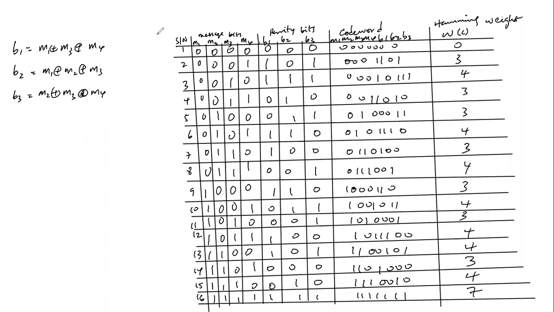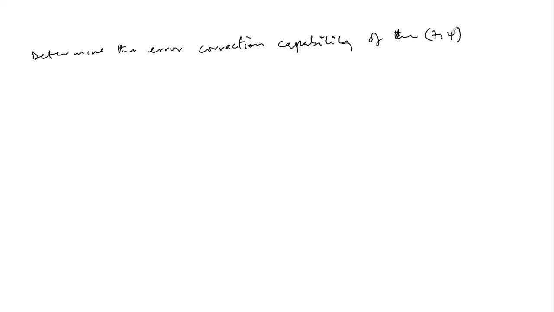Okay, then we can look at one more example. Say, for instance, determine the error correcting capability of the 7x4 cyclic code.